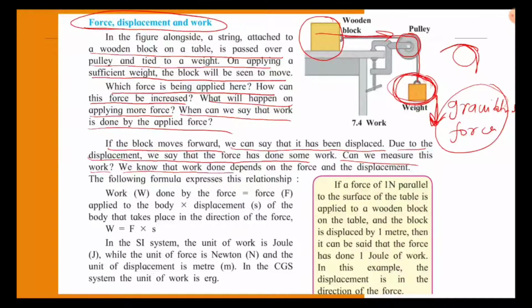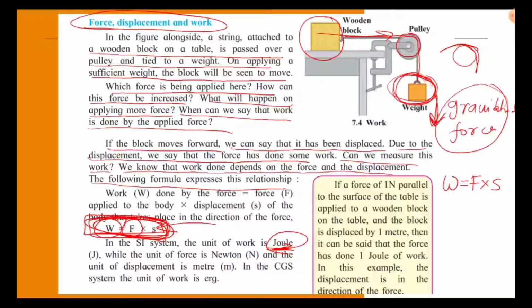We know that the work done depends on the force and displacement. The following expresses the relationship. So what is the relationship between force, work and displacement? Here is the formula. S means displacement, F means force, and W means work done. So this formula you have to write in your book. What is the formula? Work done is equal to force into displacement. Now, what will be the unit of work done? The unit of work done will be joule. This is a very important thing that you have to write.